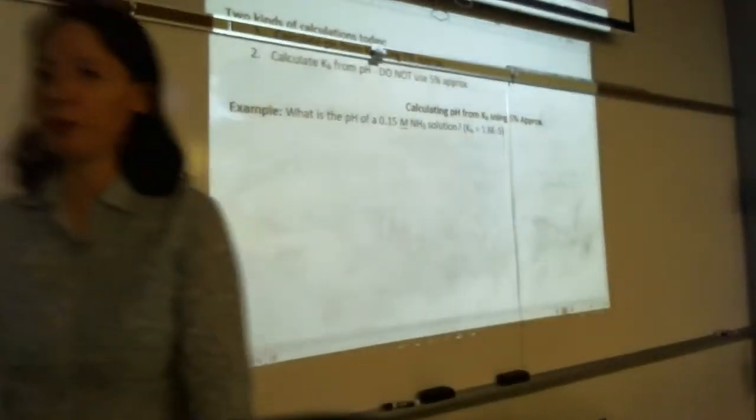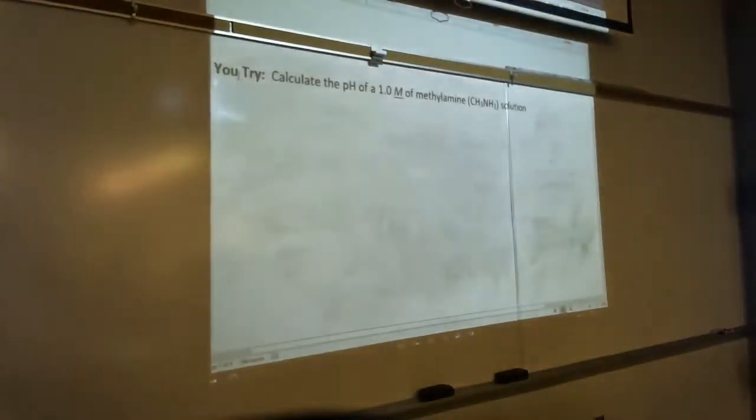So here's a problem for you to try. I will pause the recording and give you a chance to try this. Calculate the pH of a 1 molar methylamine solution. You're going to need your Kb constants handout in order to do this. And just a reminder that on a test, if you ever need a Kb or a Ka, I will give you a reference page with that information on it. You will not be expected to memorize that. So take a minute and try this one. See what you came up with.